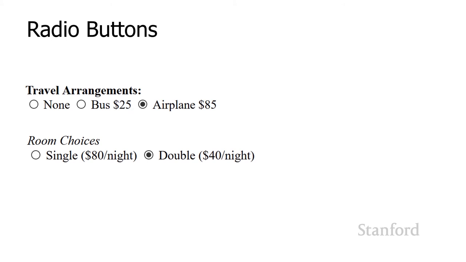Now, another issue that comes up is that you may have multiple sets of mutually exclusive choices. So I've got the choice of travel arrangements and I have the choices of rooms. And so these are both different sets of choices. They're independent of each other. I don't want the situation where the user says, I need to select two of these, so I'm going to choose bus and airplane and leave the room choices unchecked. That doesn't make sense. So somehow I need to tell the web browser that the none, bus, and airplane are all associated with each other, and that single and double are associated with each other.